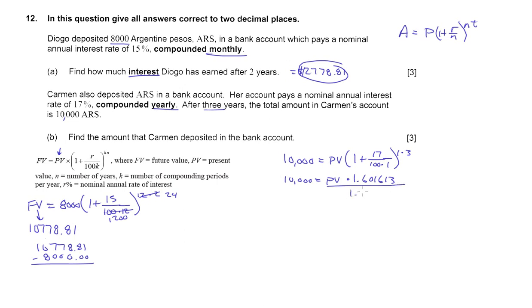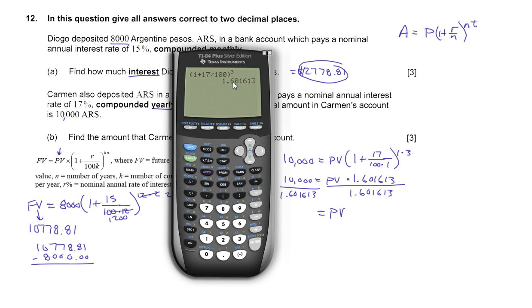that 1.601613 by both sides. So 1.601613, and that will give us what our PV equals, our present value. Okay, so an easy way to do that is just do 10,000 divided by second answer, right? And that will give us what the original value had to have been.